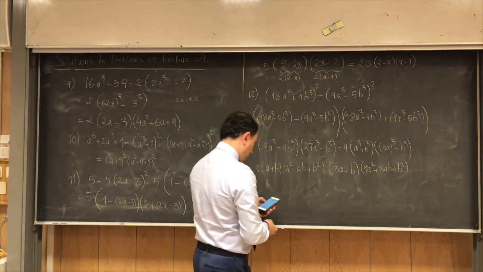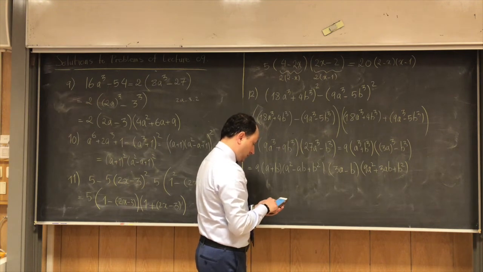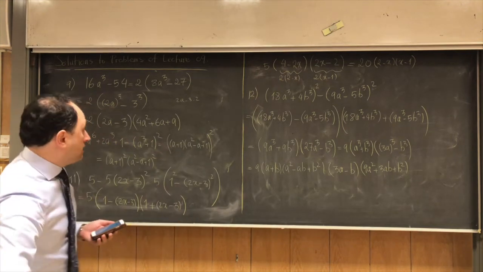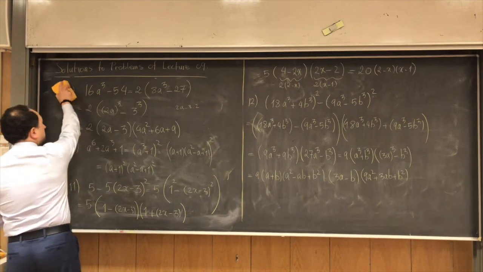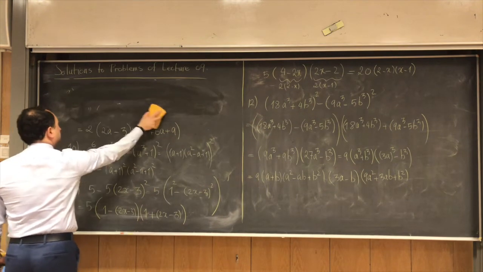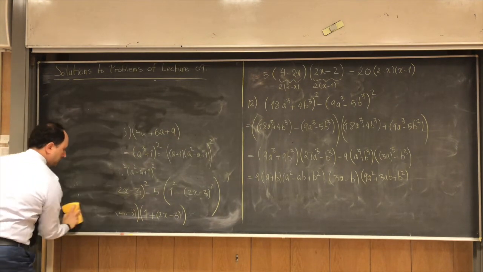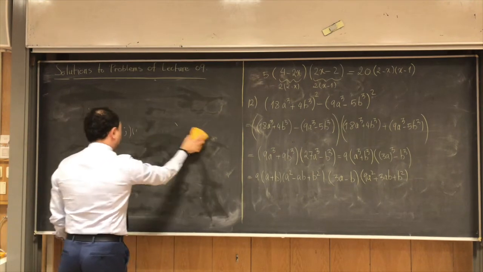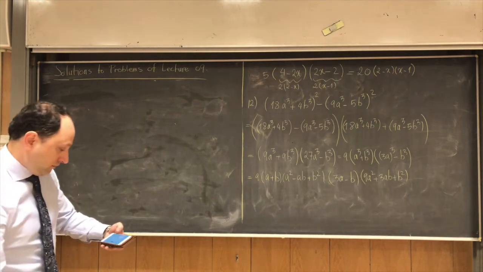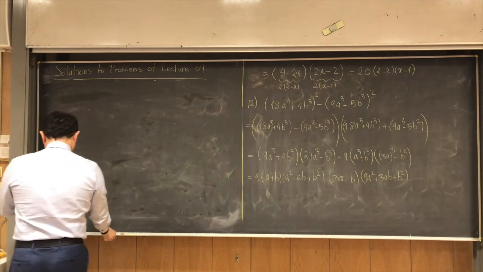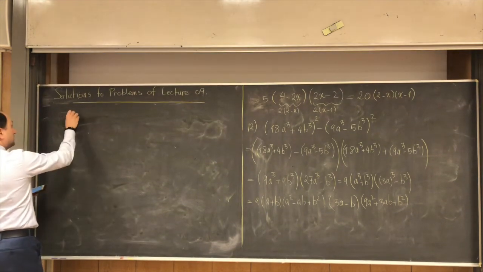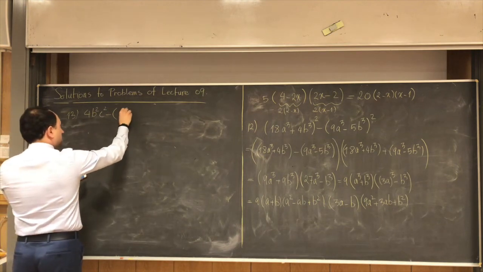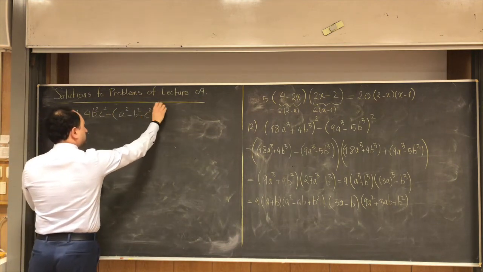So number 13. So let me try to find number 13. Okay, yes, 13 is also a good one. So let me write it here for you. So it is number 13. It's 4b squared c squared minus a squared minus b squared minus c squared, all to the 2.